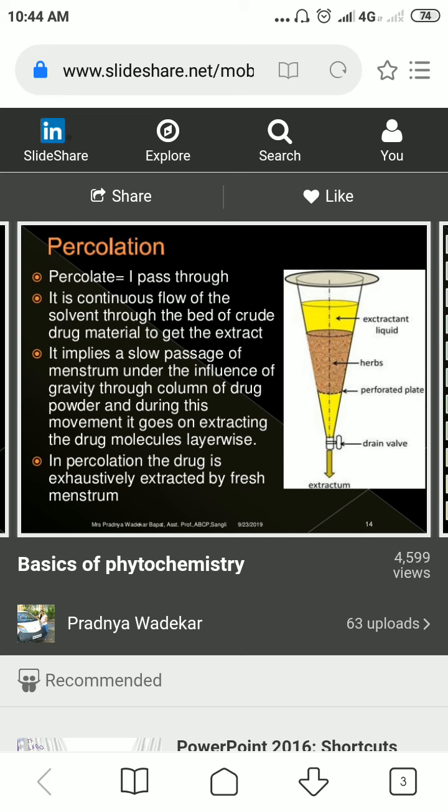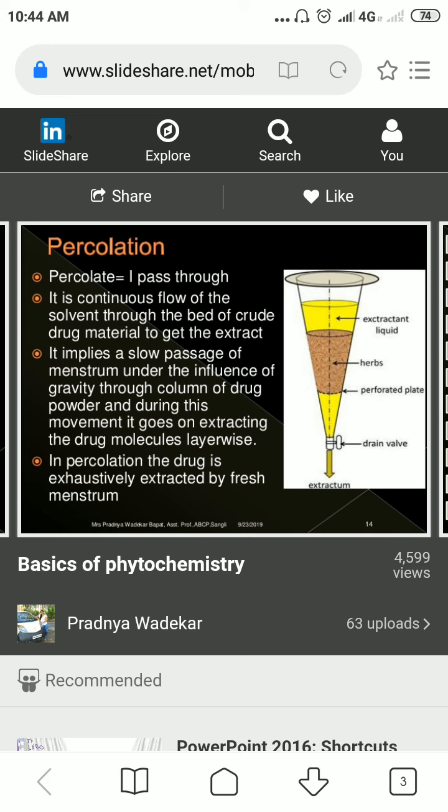Here continuously dropwise circulation of solvents takes place. It implies a slow passage of menstruum under the influence of gravity through the column of a drug powder, and during this movement it goes on extracting the drug molecules layer wise.